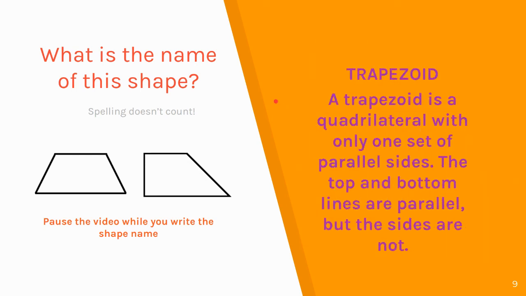That shape is called a trapezoid. Did you get that one? A trapezoid is a quadrilateral, which means it has 4 sides. Go ahead and count those. 1, 2, 3, 4. There's only one set of parallel sides.